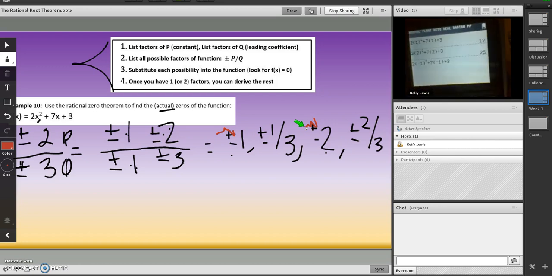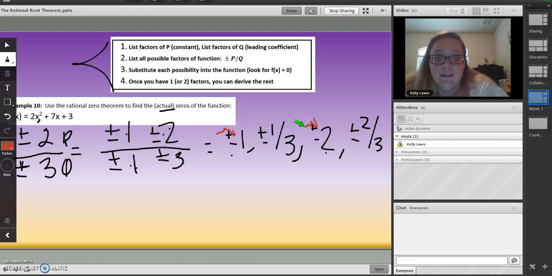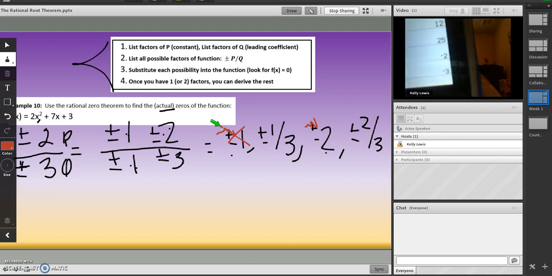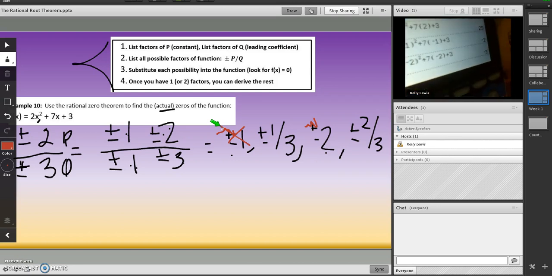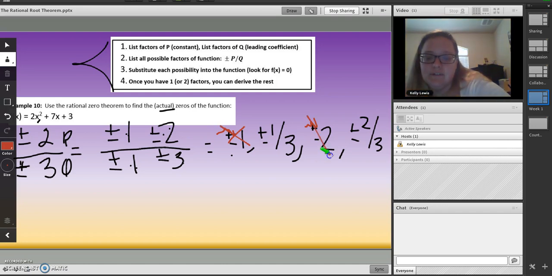All right, so I substituted negative 1. I get negative 2. So negative 1's not it. So 1's totally out. Now I'm going to substitute negative 2. And I get negative 3. So that one's totally out. So now I have my 4 choices of these fractions.